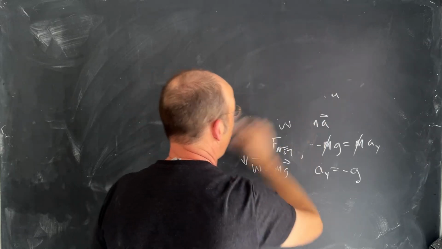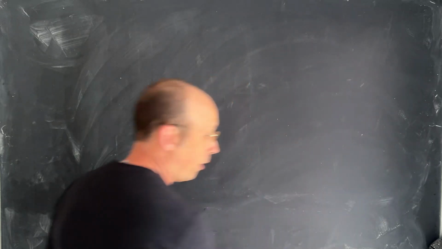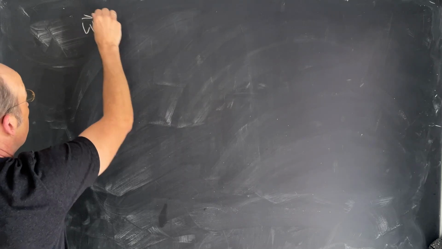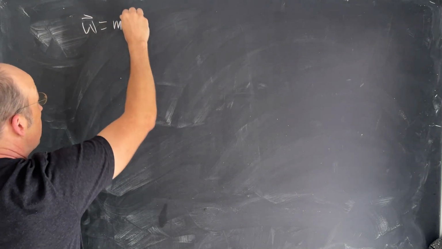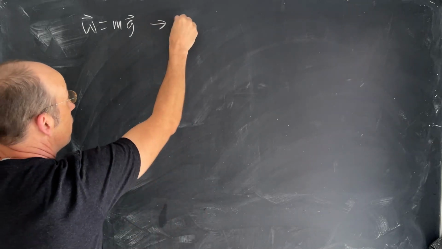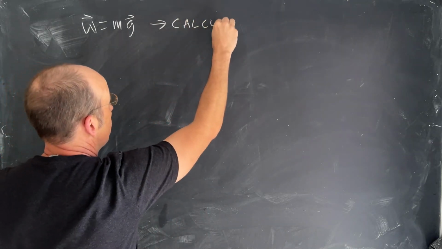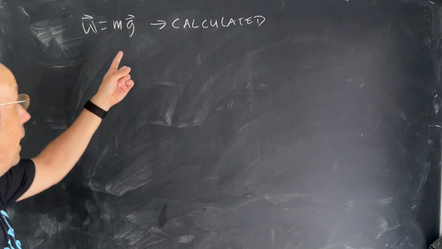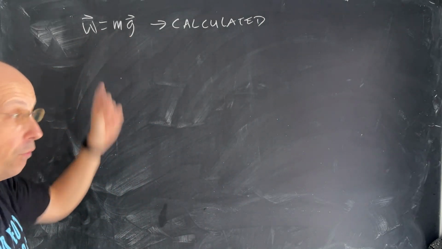Now let's look at some other forces. I want to point out the difference. I'm going to write this here. Weight equals mg. This is what we call a calculated force. The book doesn't really talk about this, but it's important. Because I have an equation for it, I can just put in my values and I get the vector value of the force.